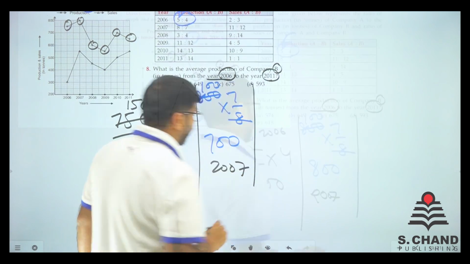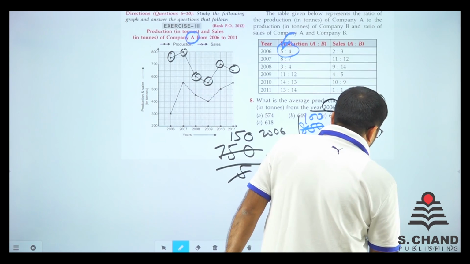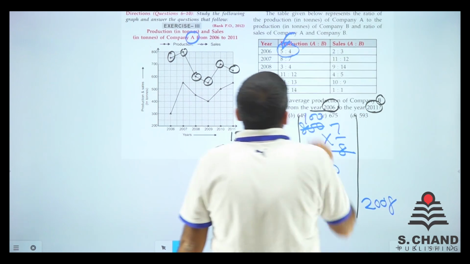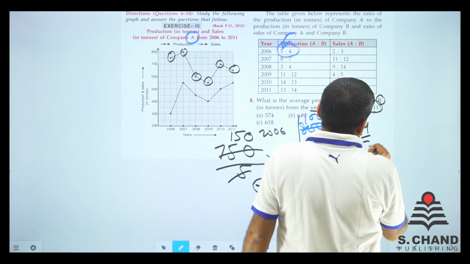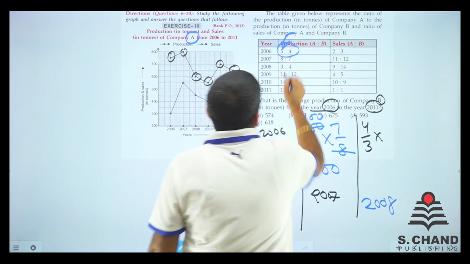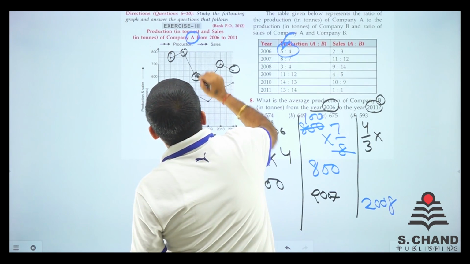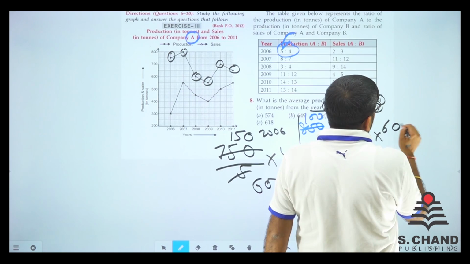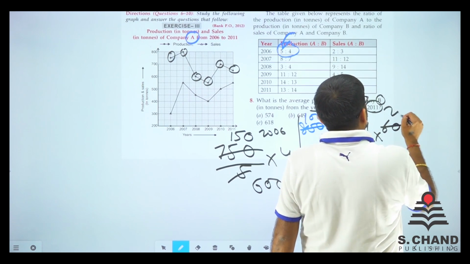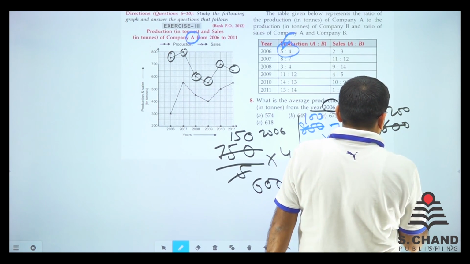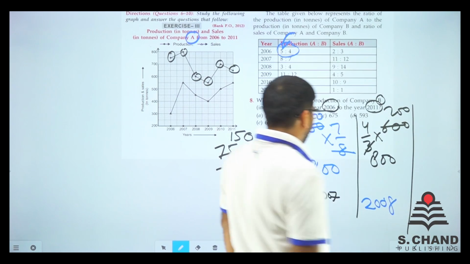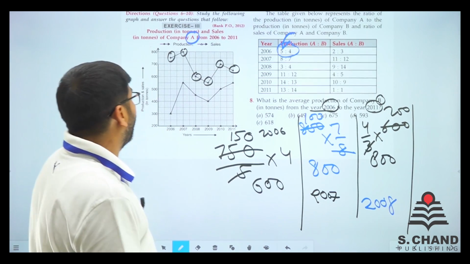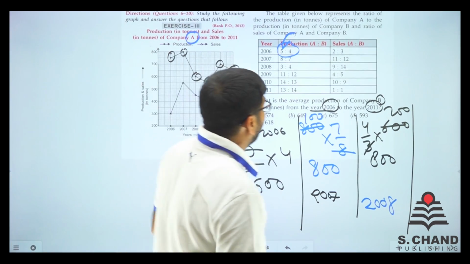So it is 2007. Now we go with the 2008 part, right? 2008 is 4 by 3. And we need to multiply 2008, that is 600. So when you calculate this 600, it comes out to be 200. That means 800 again. So 2008 is 800. 2007 is 800, right? Let's calculate the 2009 part.